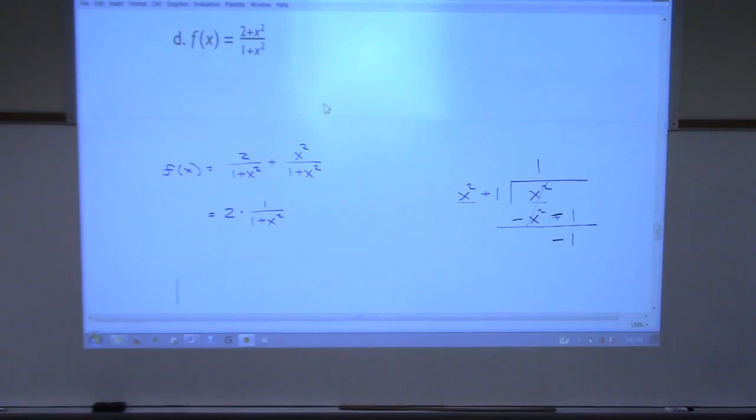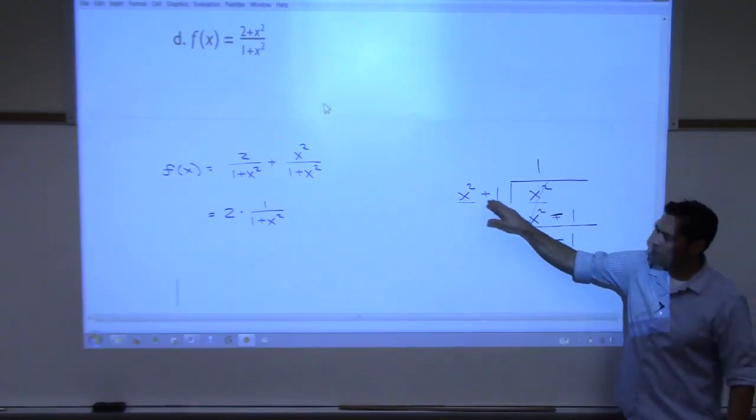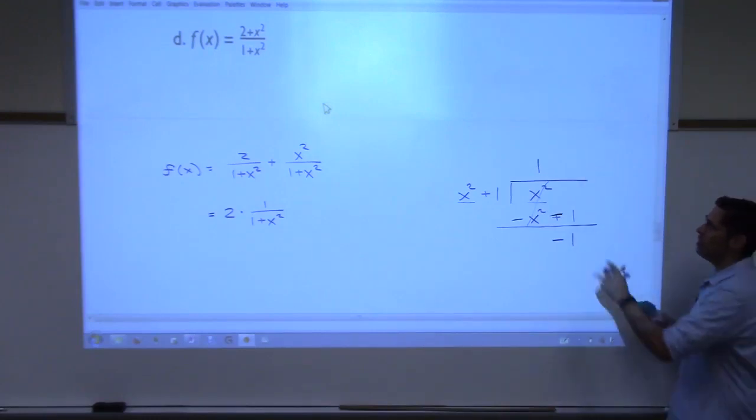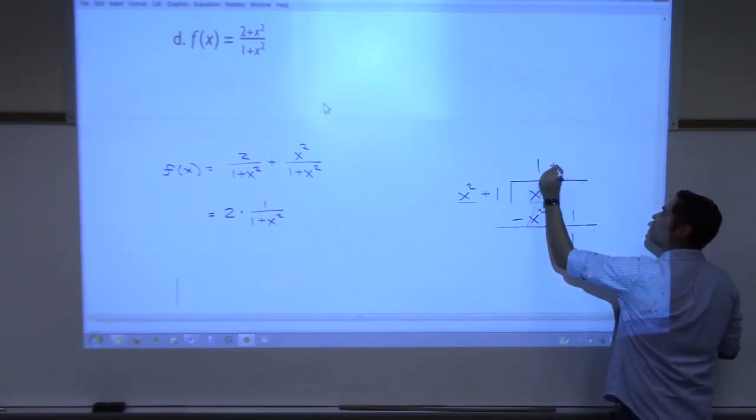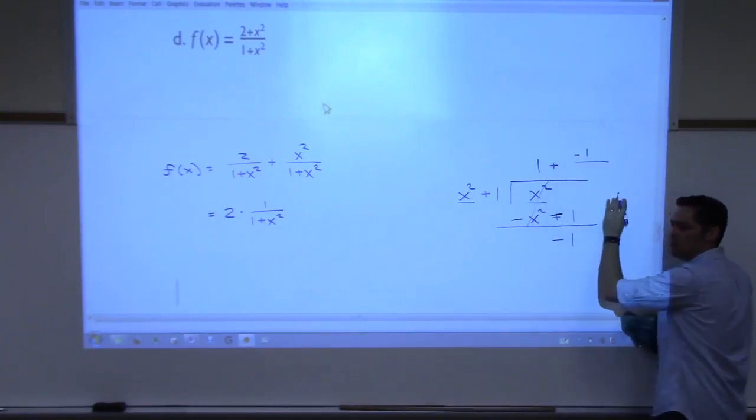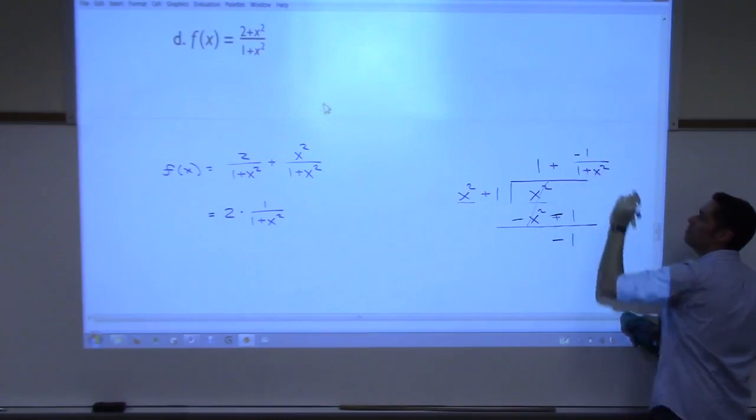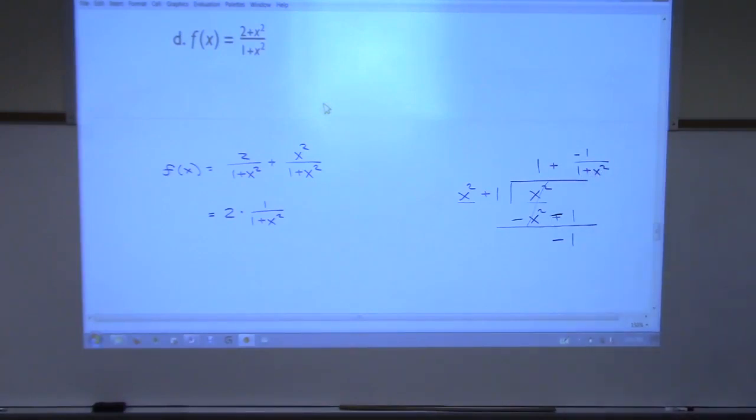Y'all still with me? Now, x squared plus 1 does not go into -1. So this is our remainder. So the proper way to write this answer is that it should be 1 plus the remainder over the divisor. What's the divisor? X squared plus 1. I'll write it as 1 plus x squared so it looks a little more familiar to you. Y'all okay with this long division?